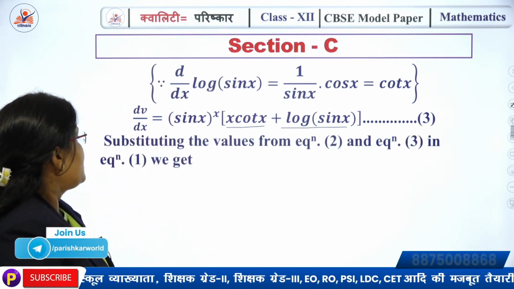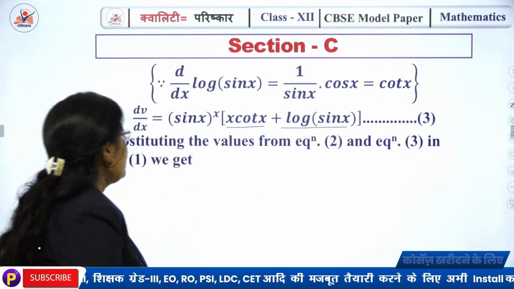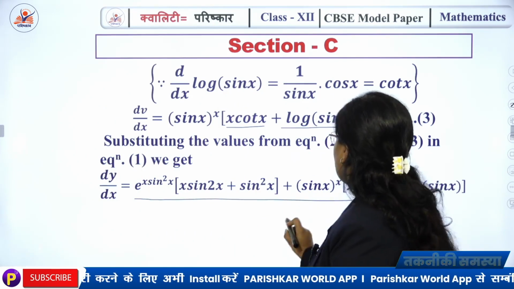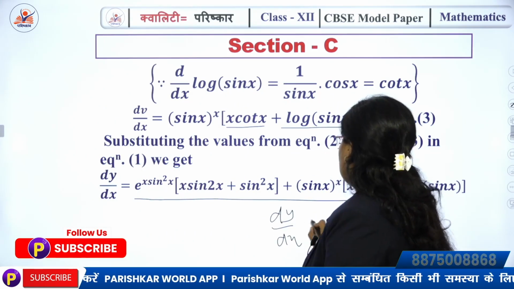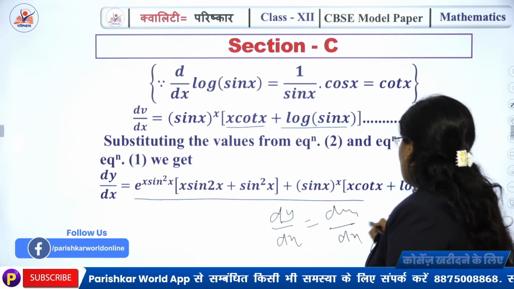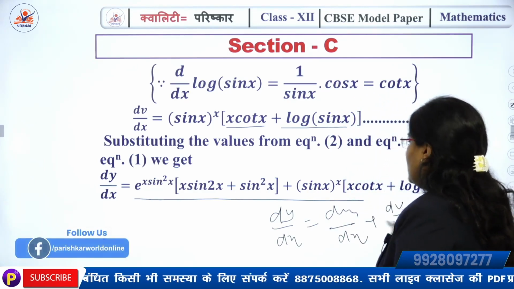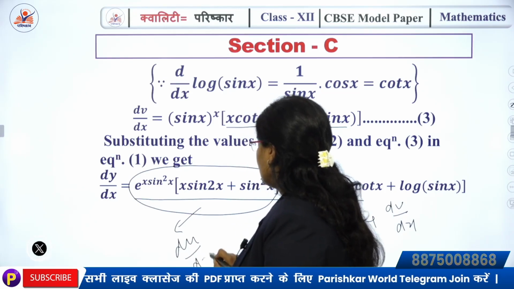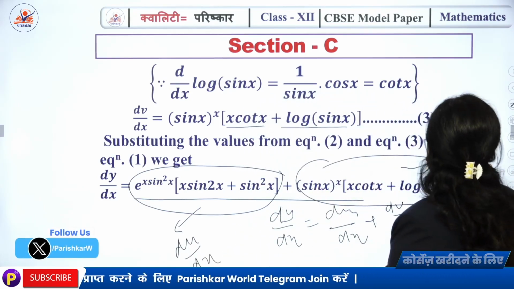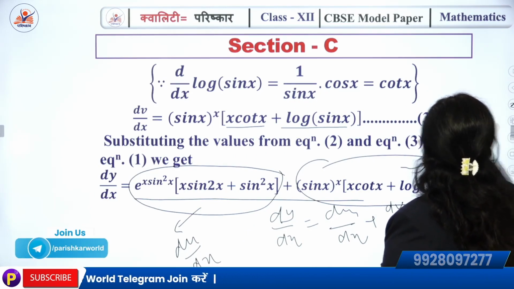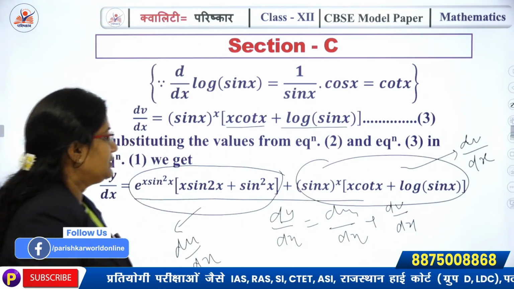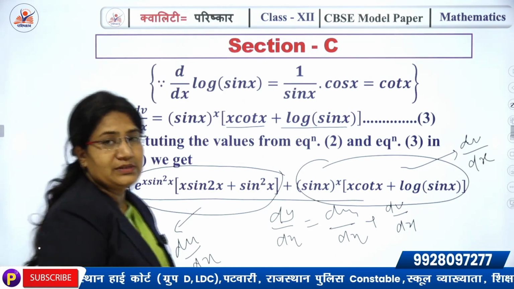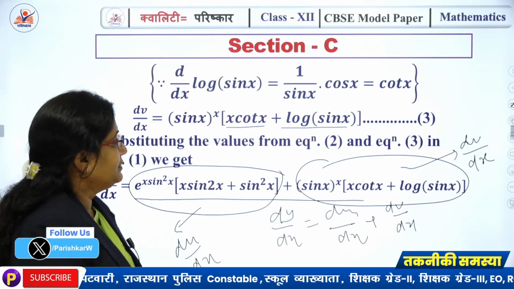Substituting the value of equation 2 and equation 3 in equation 1, we get dy by dx equal to this, because we have already written that dy by dx is du by dx plus dv by dx. Now this is the value of du by dx. We have already found this. And this is the value of dv by dx, which is also written in the previous slide. Okay, students. So that was the solution, dy by dx equal to this. I hope you understand this question. Now let's come to the next question.